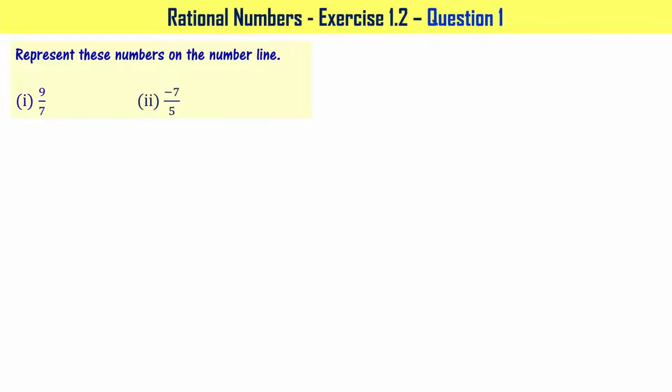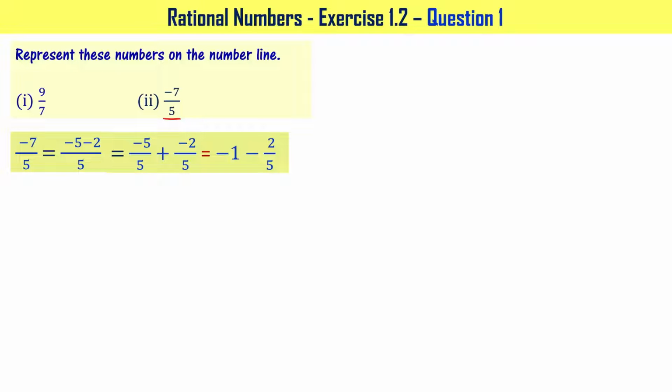Now let's look at the second part of the problem. That is, we want to represent minus 7 by 5 on the number line. Can I write minus 7 by 5 as minus 5 minus 2 divided by 5, right? This can be further rearranged and written as minus 5 by 5 plus minus 2 by 5. Or you can say that it is equal to minus 1 minus 2 by 5. Look at this. We are subtracting 2 by 5 from minus 1, right?